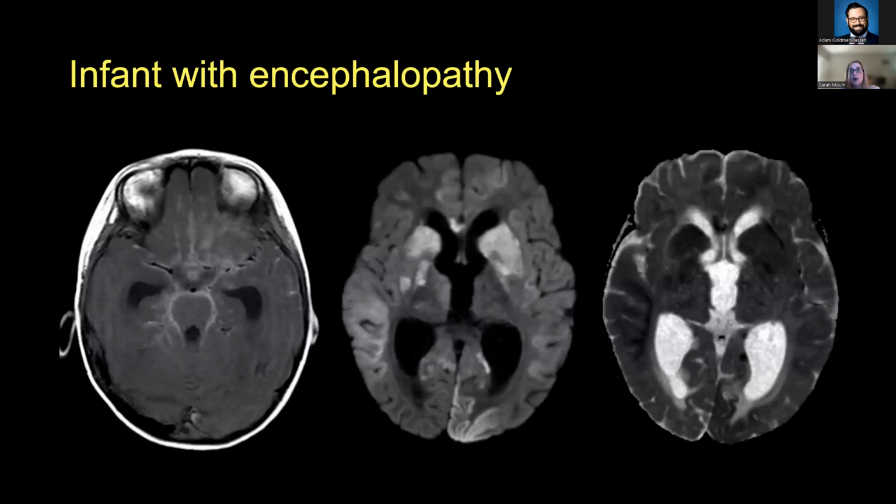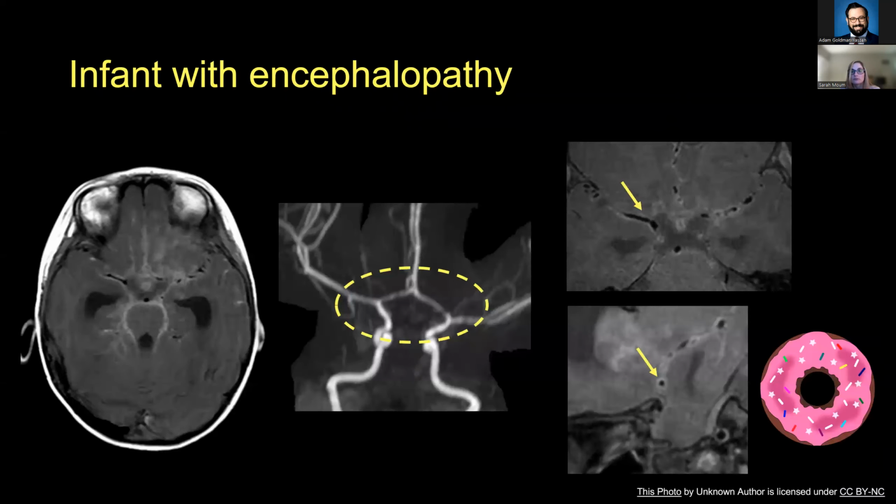Here's an example of how vessel wall imaging can play a role in clinical practice. This infant presented with encephalopathy. The post-contrast T1 images show diffuse basilar enhancement. The DWI imaging shows bilateral multifocal infarctions. MRA shows narrowing and irregularity of the bilateral M1 segments.